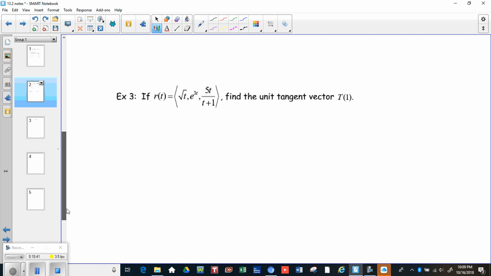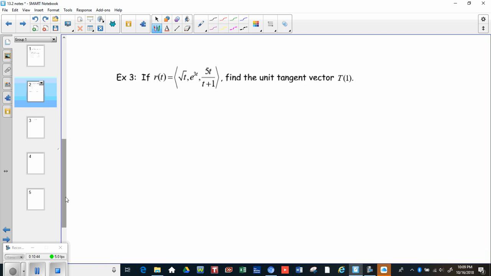All right, so now let's talk about this thing which is called the unit tangent vector. And we define the unit tangent vector with this capital T. So we actually call the unit tangent vector capital T of t. So that is the unit tangent vector.